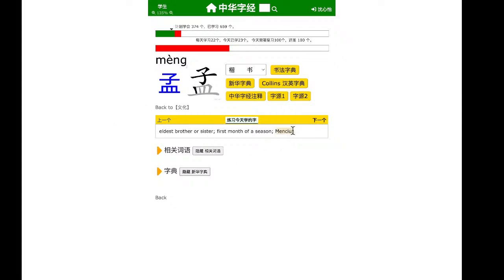孟子 was a successor to 孔子. So in the same sort of vein of philosophy, but outside of this context of this one guy, 孟 refers to the eldest brother or sister or the first month of a season.